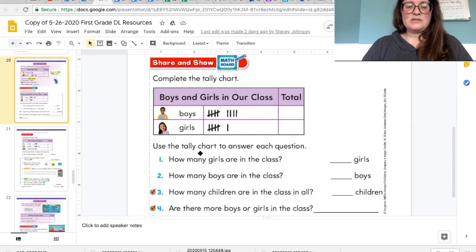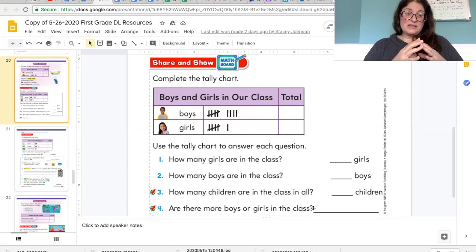And then it says use the tally chart to answer each question. How many girls are in the class? Well, if you wrote this down first, see how easy it is to write it now? You know there's 6 girls. How many boys are in the class? There were 9 boys. How many children are in the class in all?